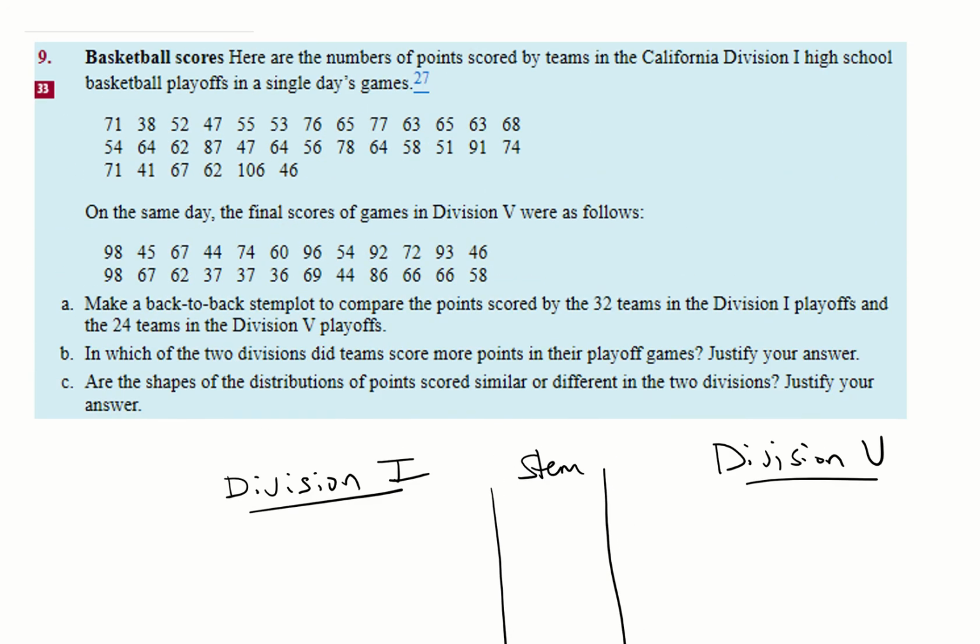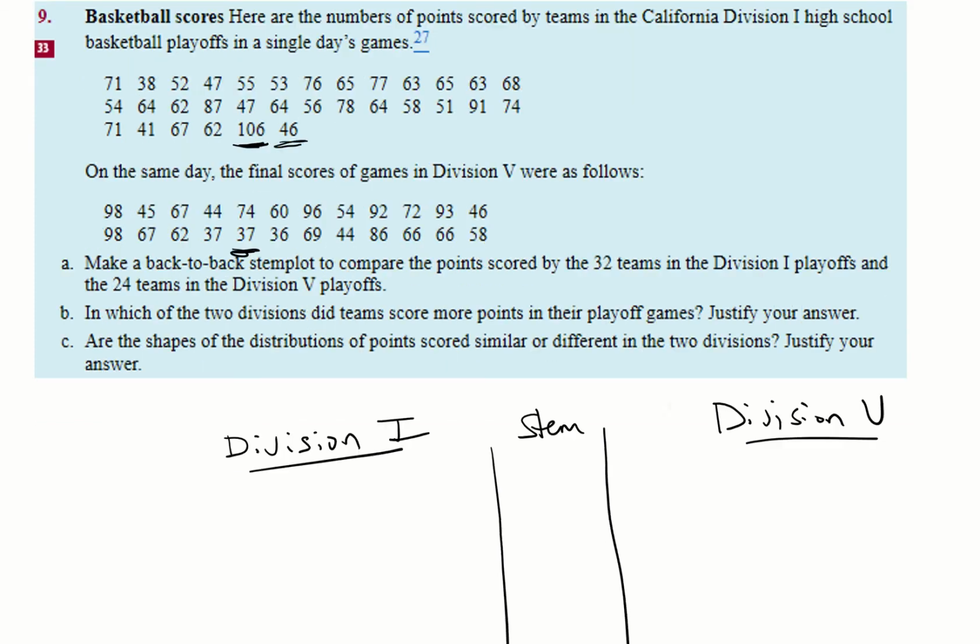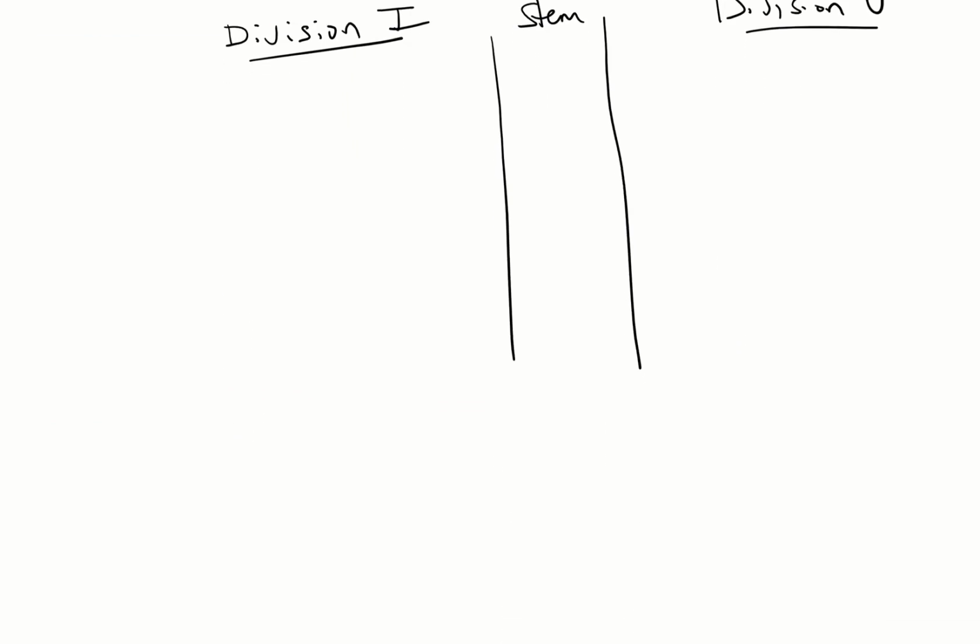And so we look at the stems. The smallest is 37, and then we have 46. So we have a 3 all the way to probably close to the hundreds. Yeah, 106. So 3 to 10 essentially.